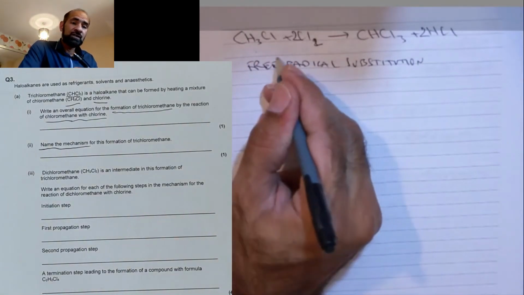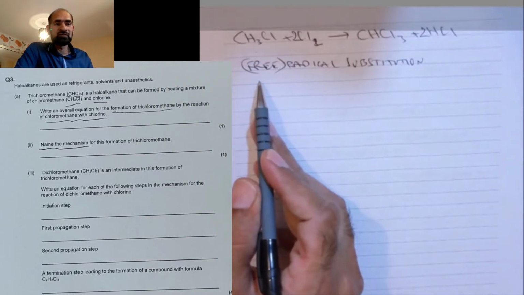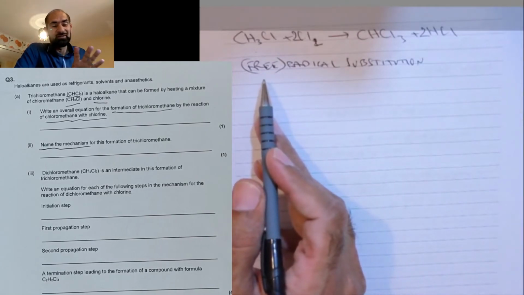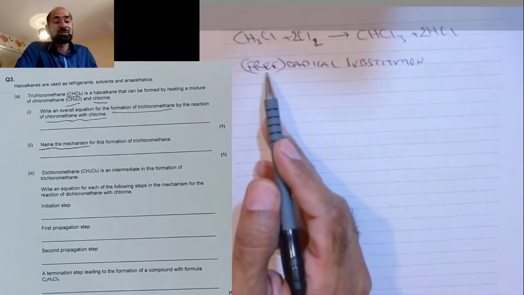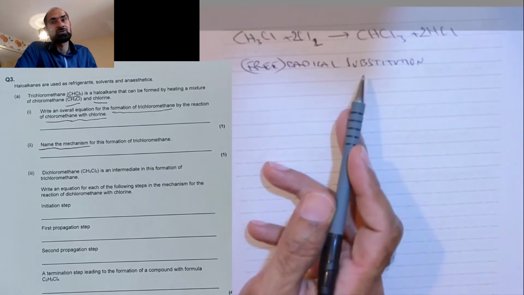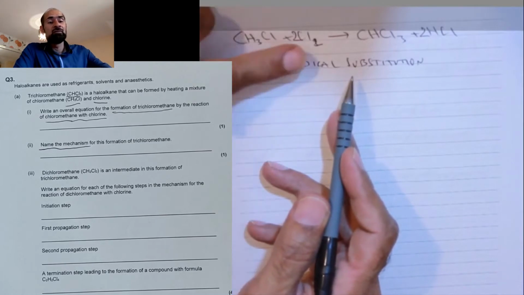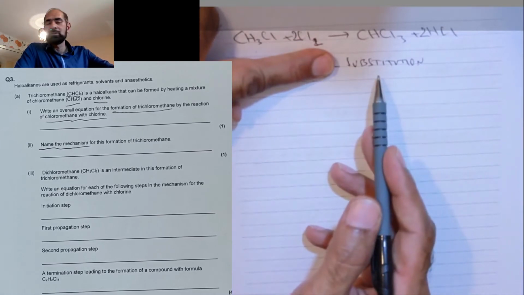However, you can sort of forget. If you don't put free, my suggestion is always do that. Yeah, free radical substitution. That's the name of the mechanism. That's how I remember it. But sometimes students don't write free, they just write radical substitution, and they will get a mark. If you omit that and you just write substitution, you won't get a mark.